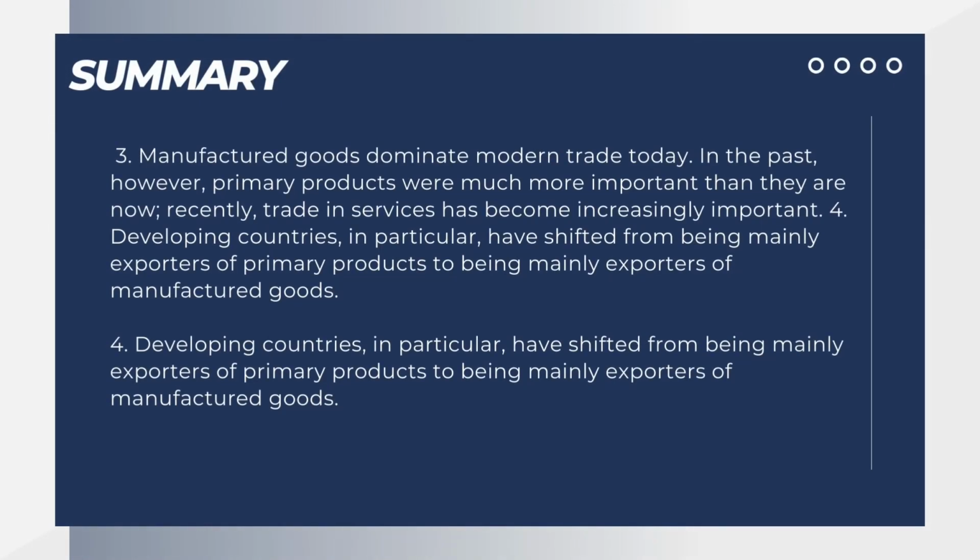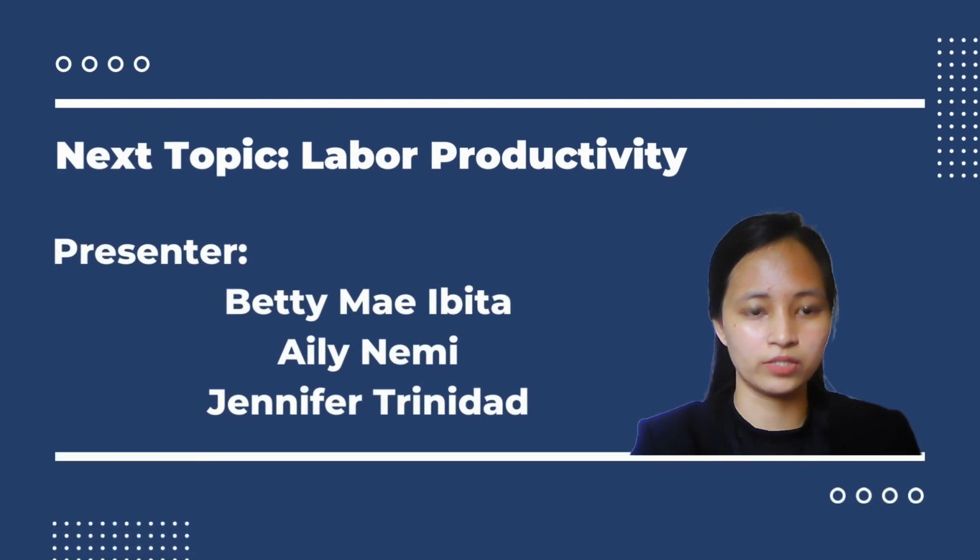Manufactured goods dominate modern trade today. In the past, however, primary products were much more important than they are now. Recently, trade in services has become increasingly important. Developing countries, in particular, have shifted from being mainly exporters of primary products to being mainly exporters of manufactured products. And that ends our discussion.